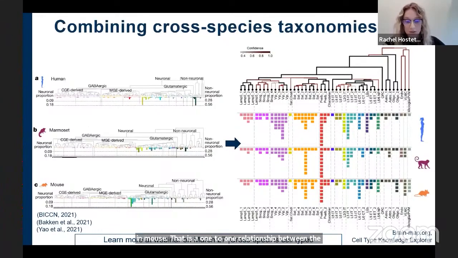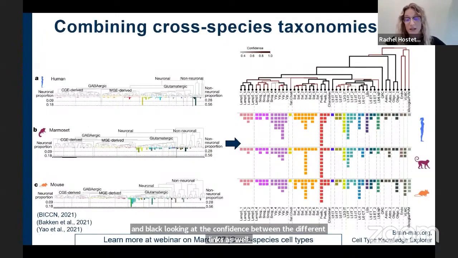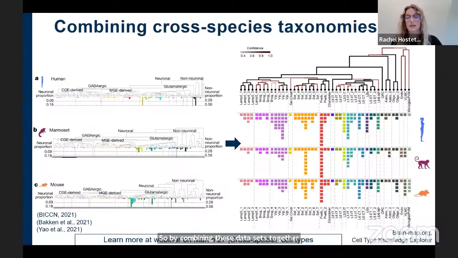However, if we look at some other cell types here, you can see that, especially in the parvalbumin human cells here, the PVALB group 1, there's lots of different cell types in each of the groups, and not every cell has a one-to-one relationship. And also, if you look in the dendrogram up here, it's actually color-coded, if you can see, between sort of red and black, looking at the confidence between the different links as well. So by combining these datasets together and integrating them into one taxonomy, we can really see where we are extremely similar between our 3 species and where we are different.